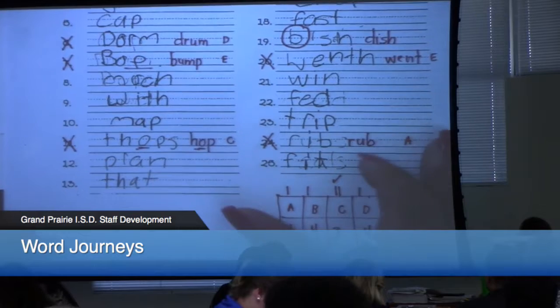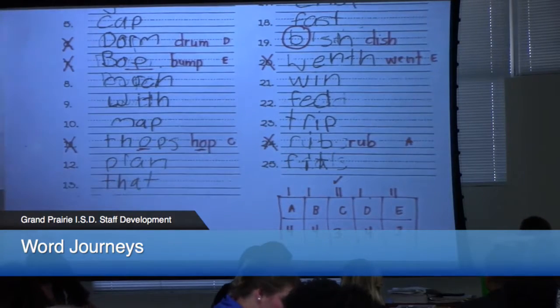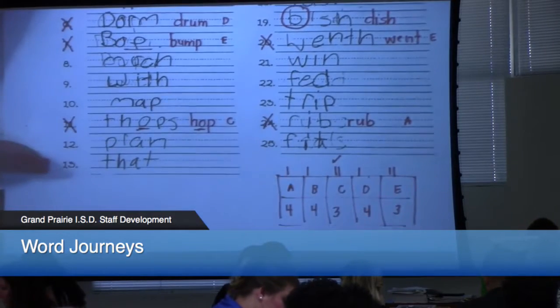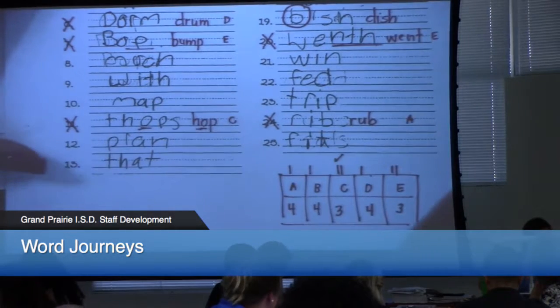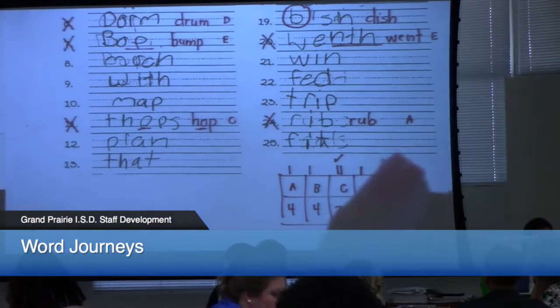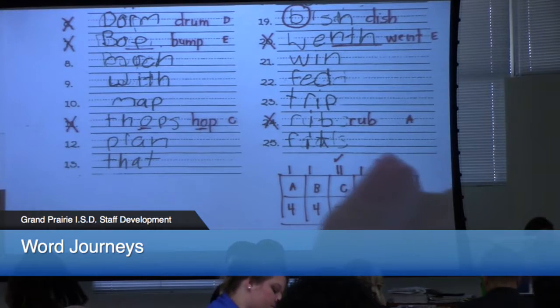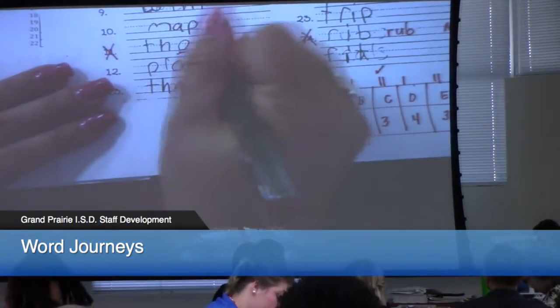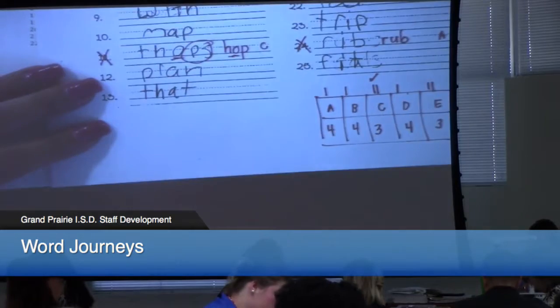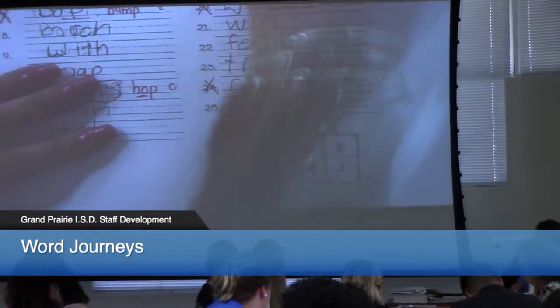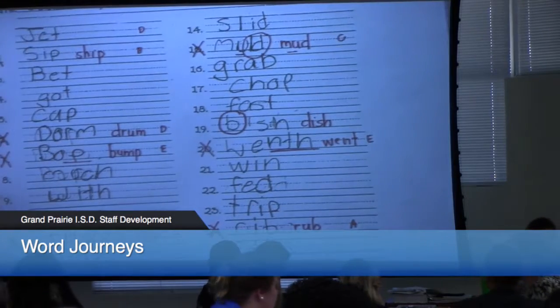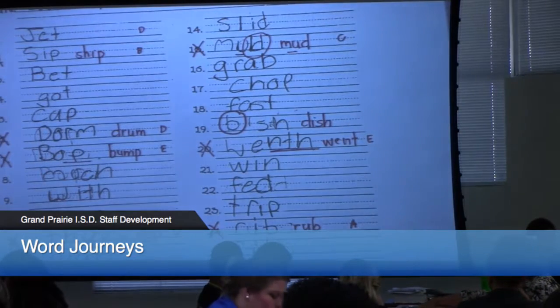Let's look at another one. What's my other E? Wenth. It's supposed to be just an NT, and they wrote NTH. So does Amazing Grace need me to help her with that? Yes. And if you look at this, you see the MP there. You see the LD there in mold, mud. That's what she's confusing.